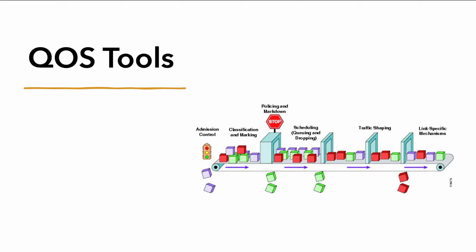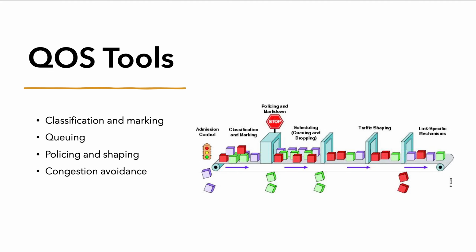So the tools that we can use to implement QoS are classification and marking, queuing for congestion management, shaping and policing, and congestion avoidance. In my next session, I will start discussing the different tools in detail. I hope this was informative for you.